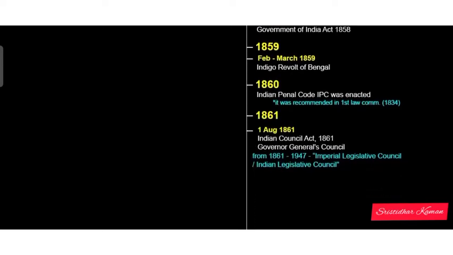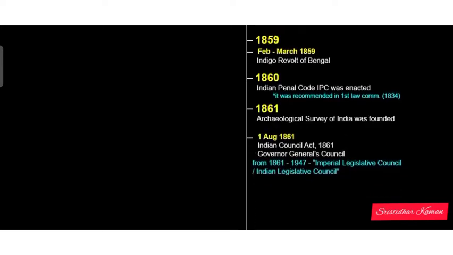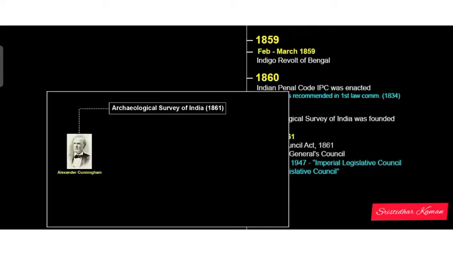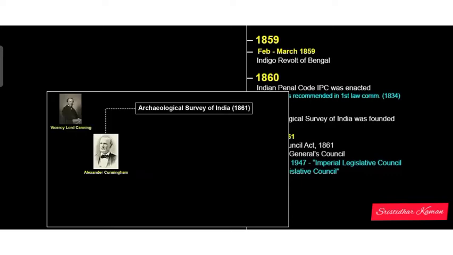Then in 1861, the Archaeological Survey of India was founded. It was founded by Alexander Cunningham, who also became its first Director General. This also happened under the tenure of Viceroy Lord Canning. The idea behind the establishment of this institution was to conduct research about the Indian subcontinent's history. It is also said that the Colonial Archaeological Survey of India wanted to learn about the history, tradition, culture of the Indian subcontinent in order to strengthen its administration over the subcontinent.